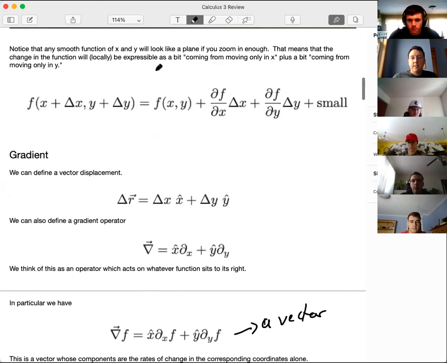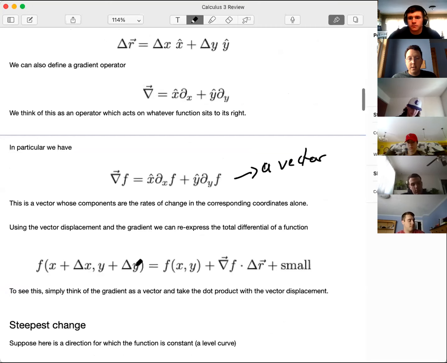Looking at our formula for a small change in a function and using this vector displacement that we defined, we can use the dot product to say that basically the change in the function can be written as the gradient of the function dotted with the displacement vector.